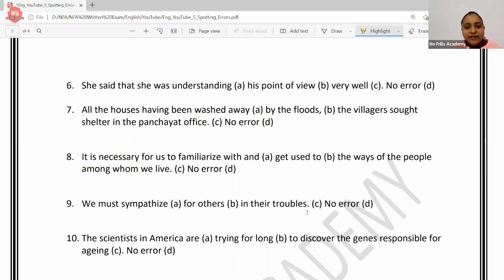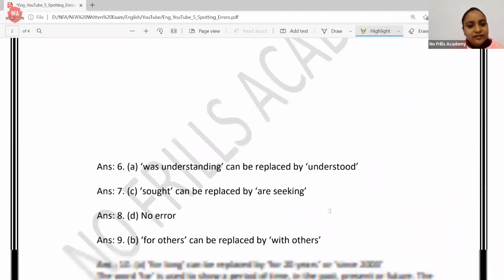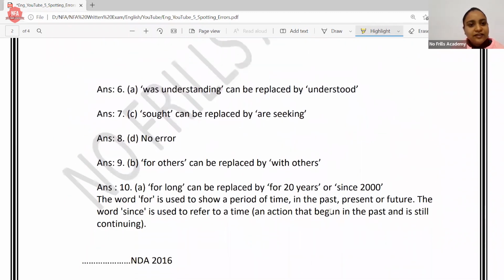Next, the scientists in America are trying for long to discover the genes responsible for aging. The scientists in America are, A; trying for long, B; to discover the genes responsible for aging, C; no error, D. I hope you have marked your answers. Take a notebook and a pen while solving these. Let us check.